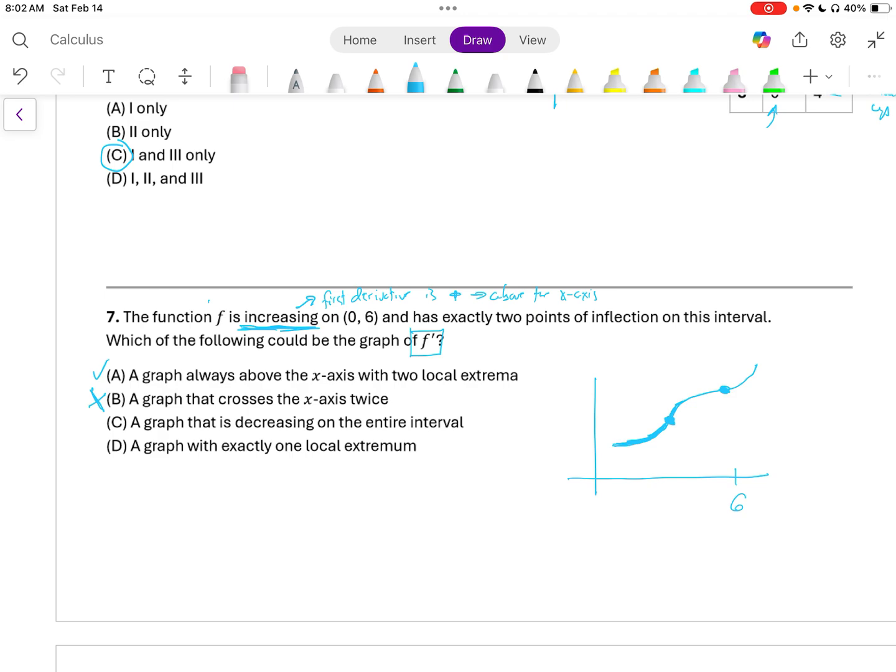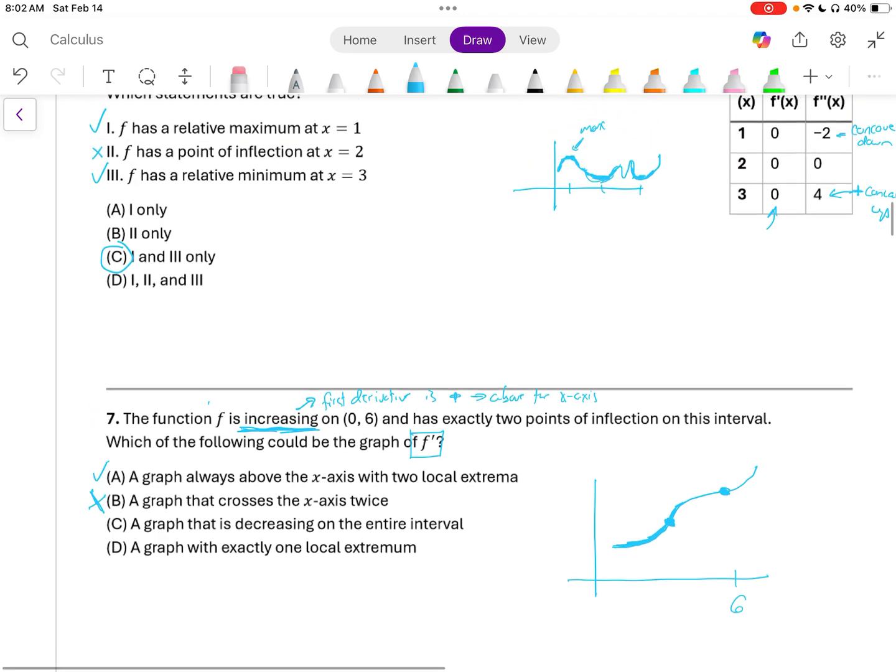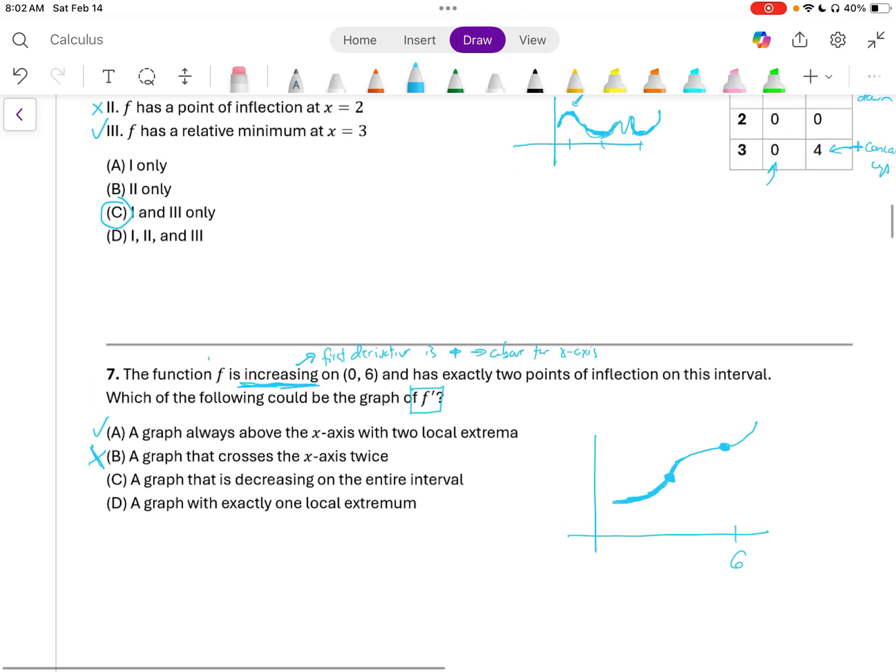And this isn't one of the ones like above where you had 3 choices and then had to pick which one's which. So a graph that is always above the x-axis with 2 local extrema.